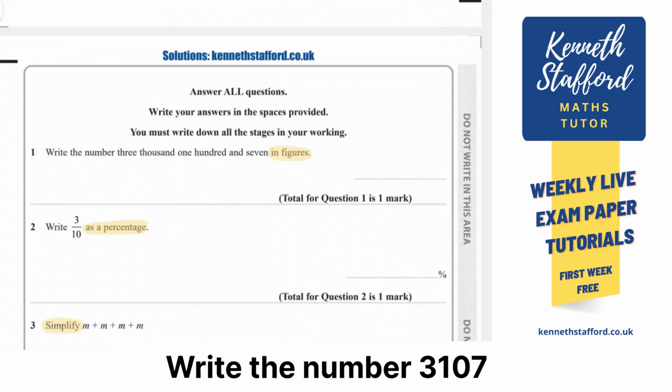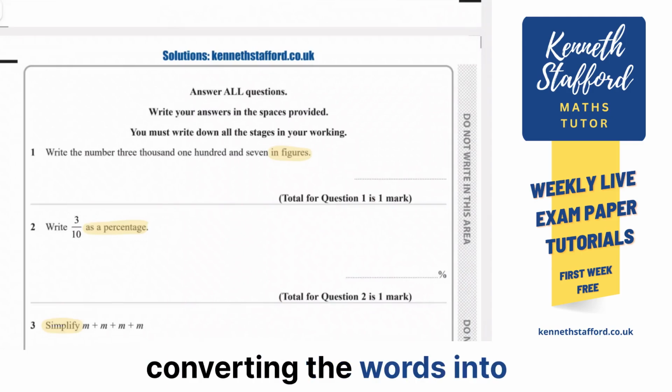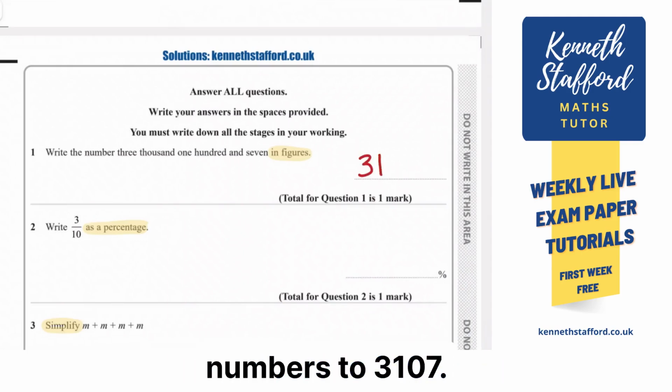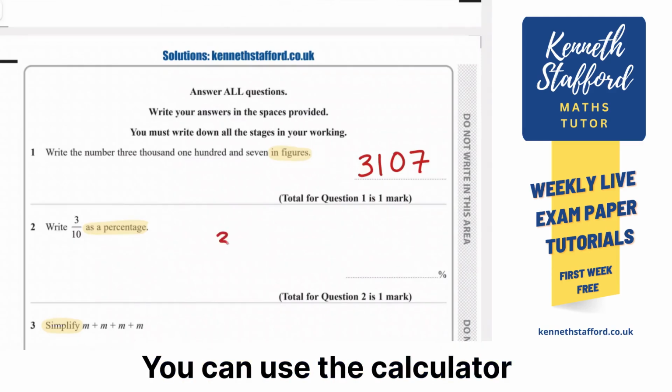Write the number 3,107 in figures. So we're literally just converting the words into numbers: 3,107. Question 2, write 3 out of 10 as a percentage. You can use the calculator to help you.